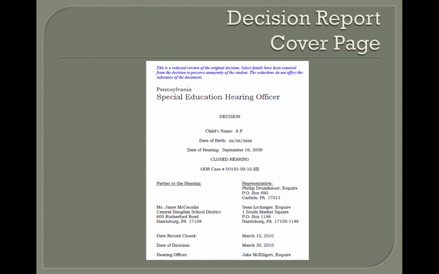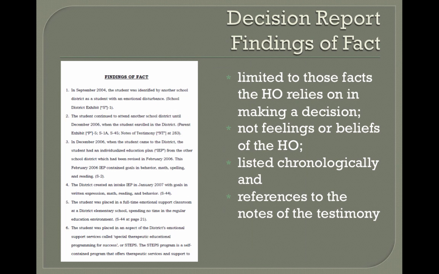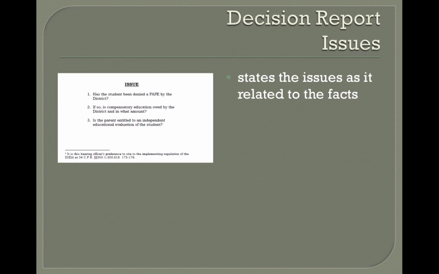This is an example of a cover sheet. You can find all of Pennsylvania's hearing decisions on the Office for Dispute Resolution website. So there'll be an introduction, and then the hearing officer will identify the issues that he or she heard, usually written in the form of a question. And then there'll be findings of fact, and the finding of facts are those facts that the hearing officer pulled from the testimony and the evidence and the transcripts, because every single word said at the hearing is put into transcripts by a court stenographer.